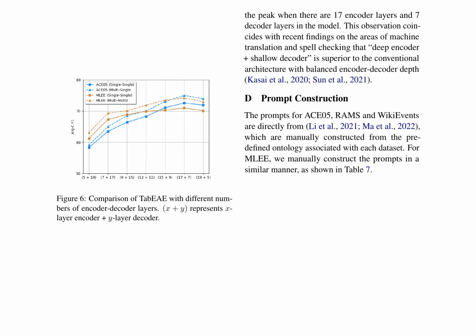The prompt construction process is described for each dataset, with direct adoption from Li et al. 2021, and Ma et al. 2022, for ACE05, RAMS, and WikiEvents, and manual construction for MLEE. The authors provide a thorough analysis of the datasets, including statistics and preprocessing procedures, highlighting the importance of hyperparameter tuning and prompt construction for achieving optimal performance in EAE tasks.